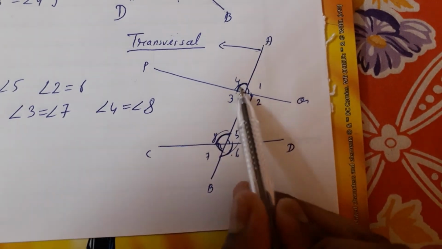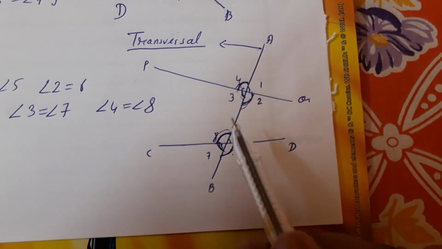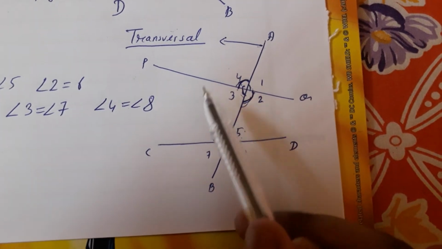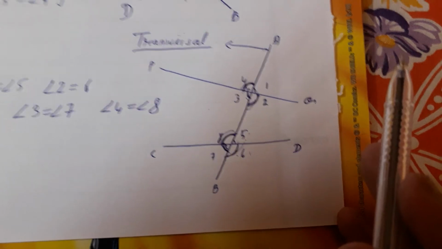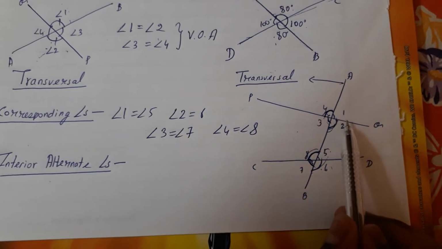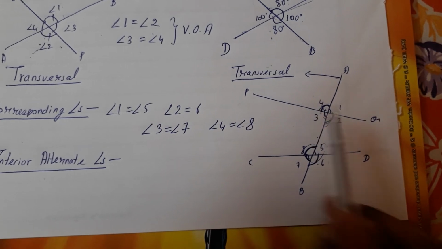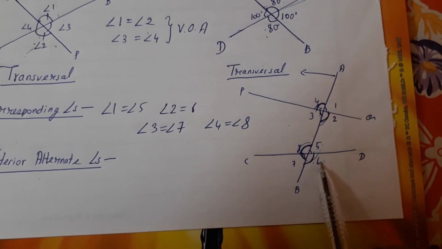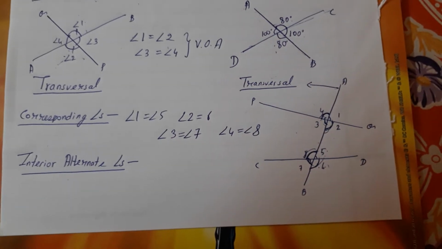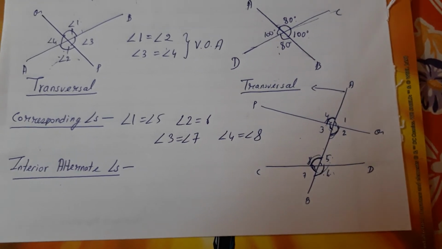side of it. See, angle 4, angle 8, on the same side of a transversal, above or it may be below the lines. The two angle pair are called the corresponding angles. See, angle 1, angle 5, angle 4, angle 8, angle 2, angle 6, and angle 3 equals angle 7. I think the corresponding angles are clear.